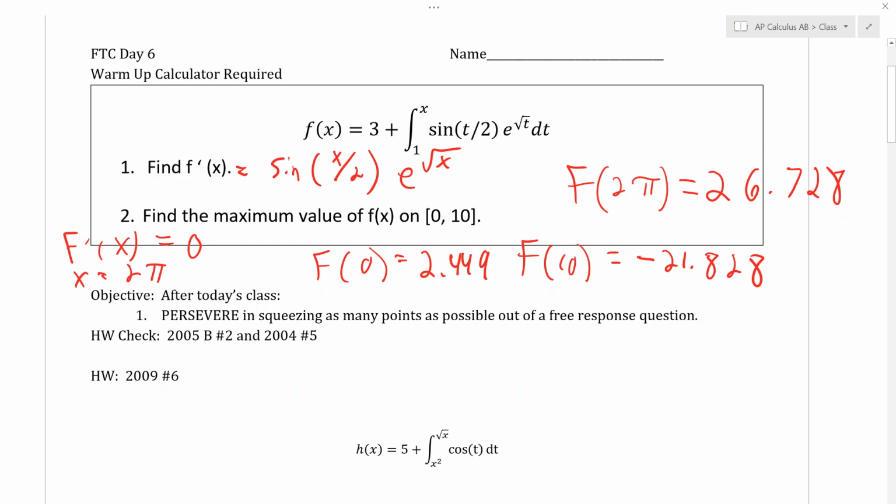Okay? That lets an AP grader know you know where to look. Okay? Then you find all the values. We said that. And then the last thing you do is write a little sentence. And your sentence is going to say something like, the maximum value of f of x is f of 2 pi, which equals 26.728. I check the endpoints, 0 and 10, along with the x values, 2 pi, where the derivative changes from positive to negative. Okay, where f prime changes from positive to negative.